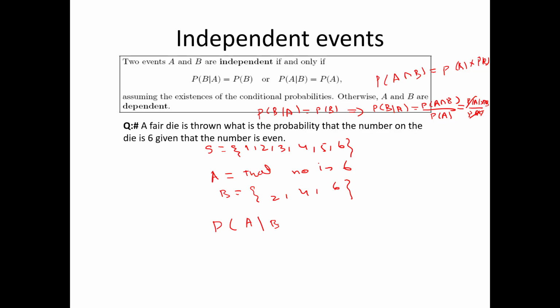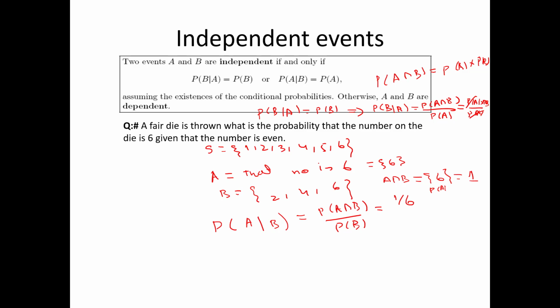So how will you write this? Probability of A intersection B divided by probability of B. First of all you need to calculate A intersection B. What is common? A is only one element: the number that appears on the die is 6. So 6, and this is also 6. So we have only one element which is common between A and B. So what will be the probability? 1 by 6. Probability of A intersection B will be 1 by 6.